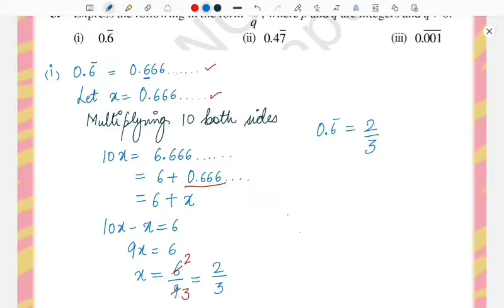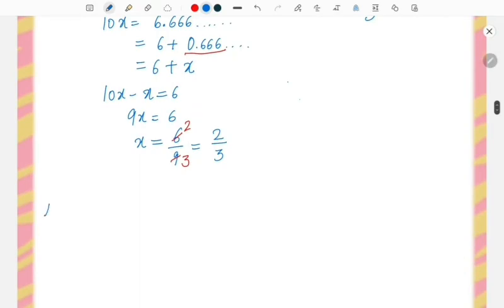Now coming to the next part, what do we have for the next part? We have 0.47 with a bar. Bar is only on 7. That means this decimal expansion is 0.4777 with dots. I mean, it is going on.